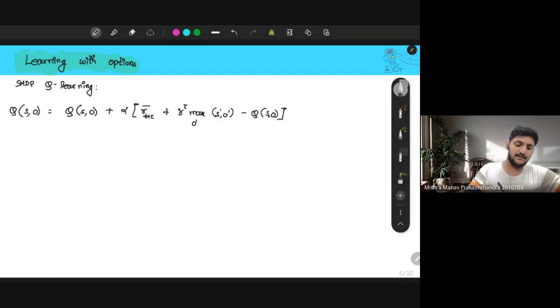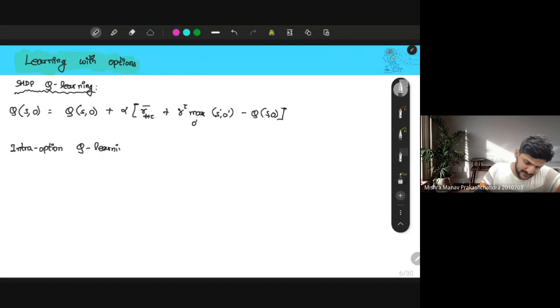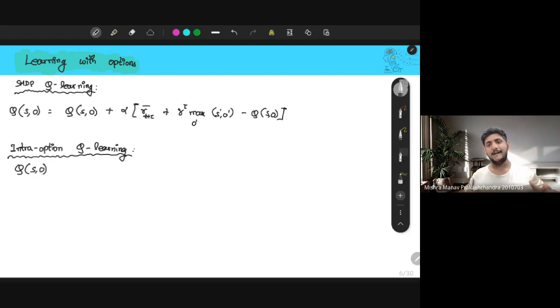But turns out there is always a better method to perform learning, something known as intra option Q learning. Apart from the SMDP learning, there's something known as intra option Q learning. How it works is you are anyway updating the state and the option pair, similar to what you're doing in Q learning. But in addition, whatever the sequence of actions that comprises an option, we are also trying to update for that.